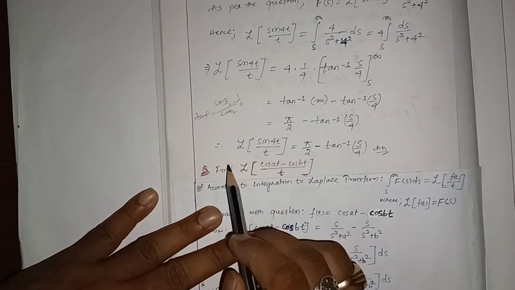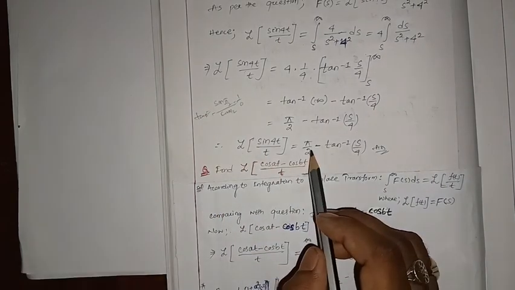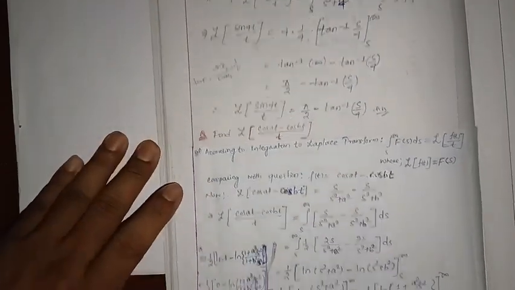So here finally we found the Laplace transform of sine 4t by t will be equal to pi by 2 minus tan inverse s by 4. This is your required answer.